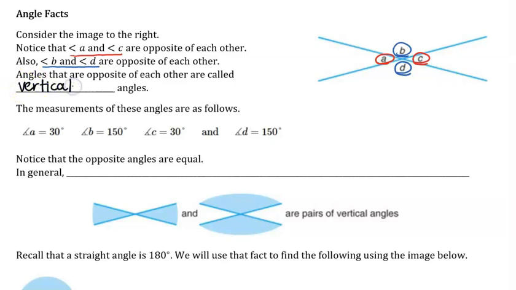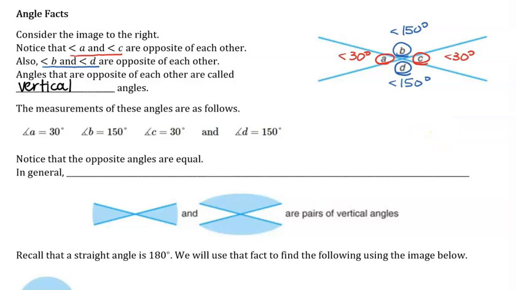Now, I haven't yet given you the measure of these angles. I haven't yet told you how much they measure. Well, angle A measures 30 degrees. Angle B measures 150 degrees. Angle C measures 30 degrees. And angle D measures 150 degrees. So notice that the angles that are opposite of each other, the angles that come in vertical pairs, are equal.